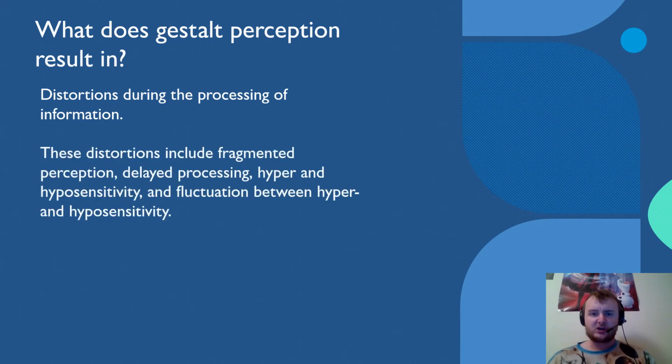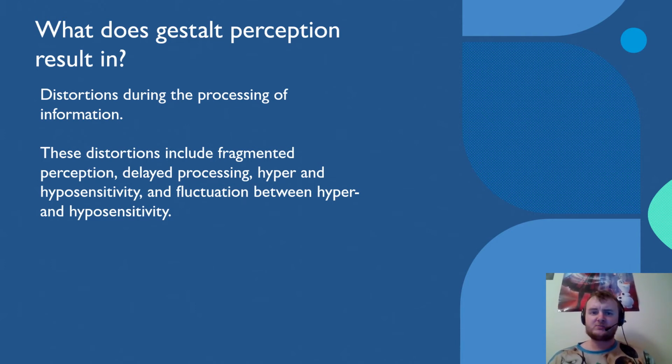These distortions can include fragmented perception, which is when the autistic individual views things in bits, like I explained in the last slide with humans, cars, and of course the beach picture. There is also delayed processing, where for example it may take time for the brain to register sensory information, such as pain or temperature. Hyper and hyposensitivity are also very common, in which some sensory information may be too overwhelming for the brain to process all at once, or there isn't enough information at all to gauge what is going on, respectively. And this can also fluctuate on a day-to-day basis as well.